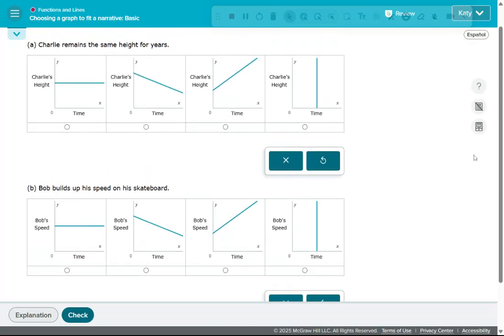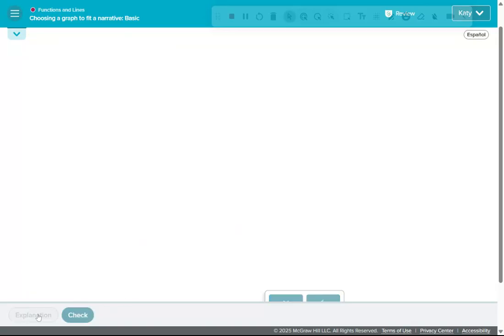I encourage you to go ahead and pause this video to check your answer, to try this out. We've got A, Charlie remains the same height for years, and B, Bob builds up his speed on a skateboard. Which graph do we think models this? Again, pause this video because I'm going to be showing the answer in just a moment. So pause. All right, let's check what the answer would be for these two.